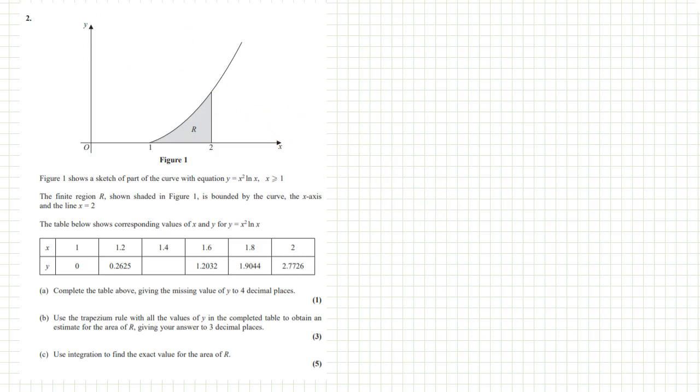Question number 2, part A. This figure is given. The table below shows corresponding values of x and y for y equals x squared ln x. So if x is 1.4, y will be 1.4 squared ln 1.4. You just put these values in the calculator and you will get the answer 0.6595.